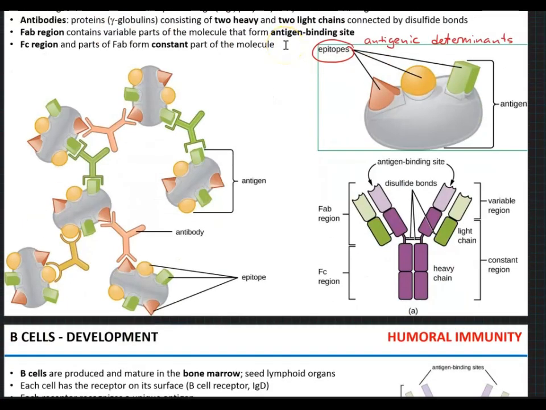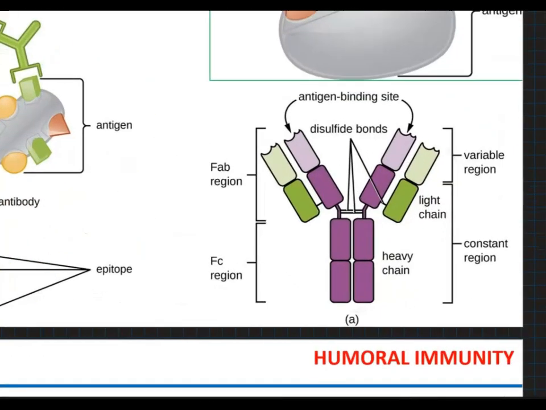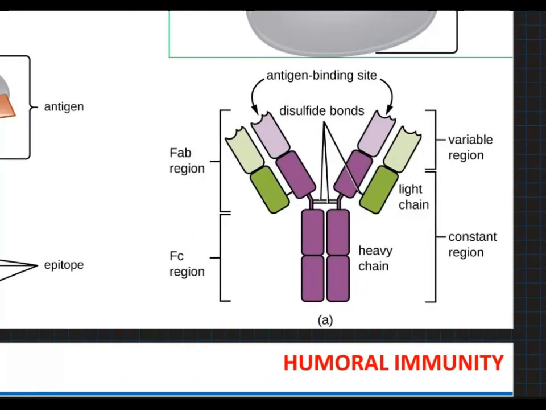So what exactly recognizes the antigenic determinants? It's recognized by the antibody. Antibodies are proteins that consist of two light and two heavy chains that are connected by disulfide bonds. If you look at this molecule, does it look like a fork? Yeah, it kind of does.